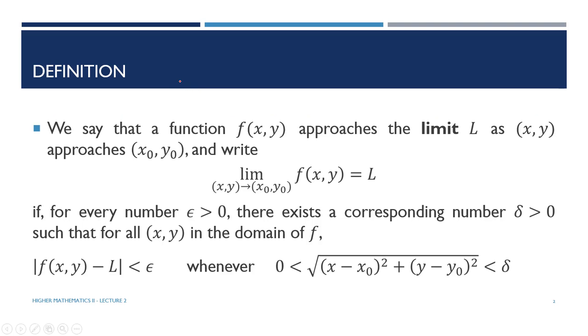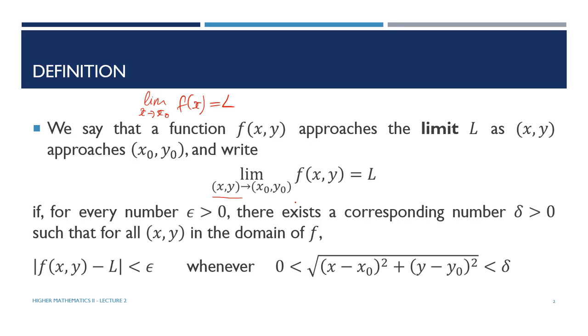We start with a definition. We say that a function f of x, y approaches the limit L as x and y approach the point x0, y0, and we write this expression: the limit, when x, y tends to x0, y0, of f of x, y is L. We've learned a similar notation with a single-variable function. For example, we had limit as x tends to x0 of f of x is L. We already know this one, but now we are extending this expression to functions of two variables, x and y.